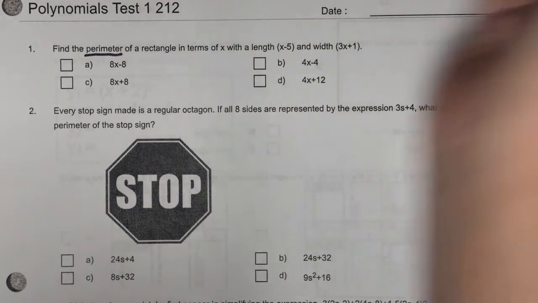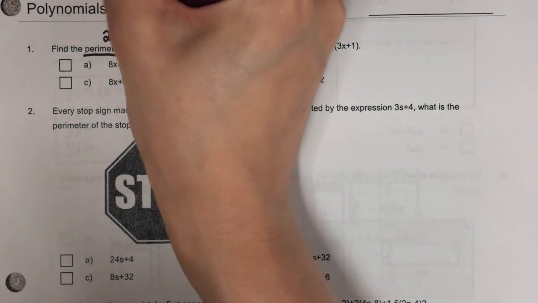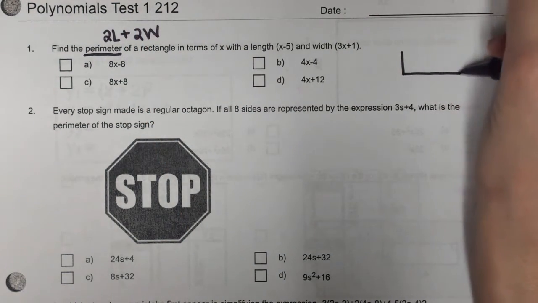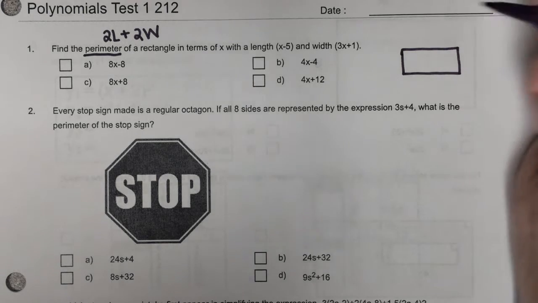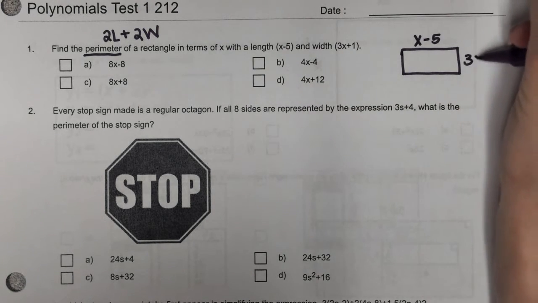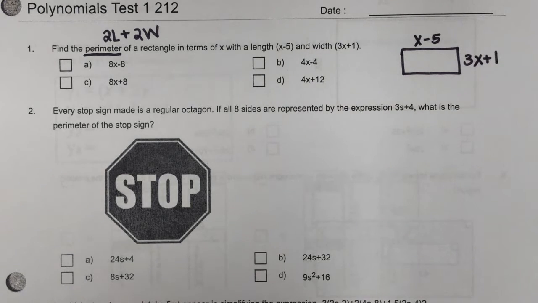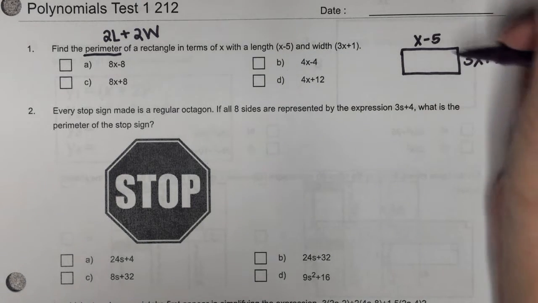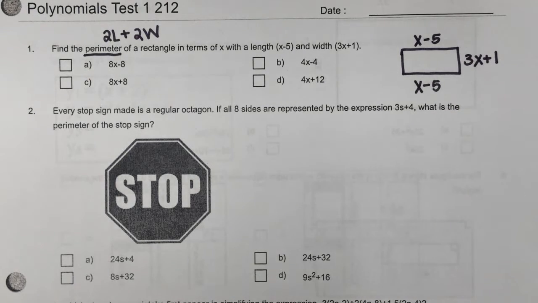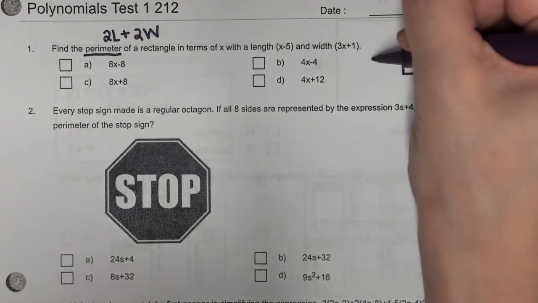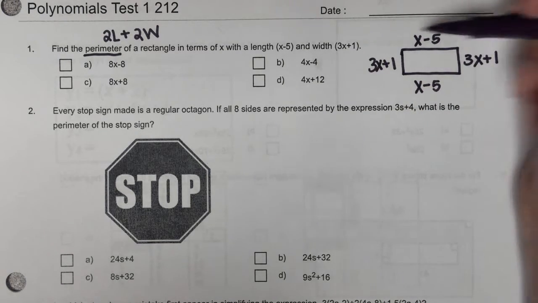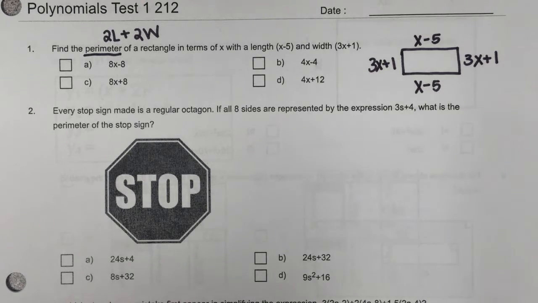To find the perimeter of a rectangle, you have 2 of the lengths plus 2 of the widths. Because if they're telling you that you have a rectangle, and the length is x minus 5, and the width is 3x plus 1, you're adding up all of the sides. If this side is x minus 5, this side is also x minus 5. If this side is 3x plus 1, this side is also 3x plus 1. So you're having to add double of both of them.